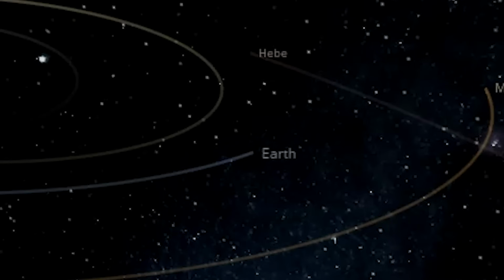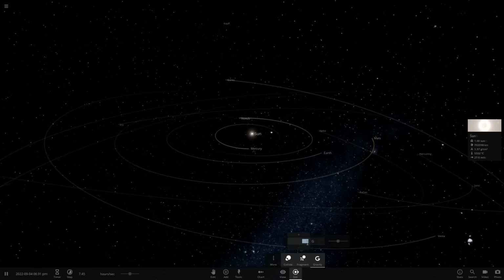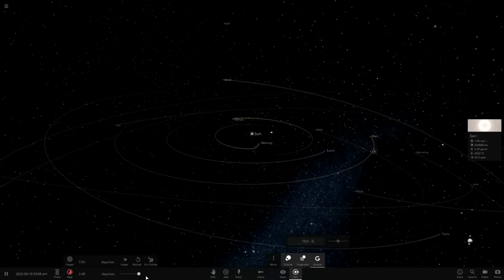It's our solar system. Now, if you move over to the gravity area, you can take your gravity and you can pretty much multiply it immediately. We'll just put in 10 times gravity in space just to see what happens. I'm not expecting too much.